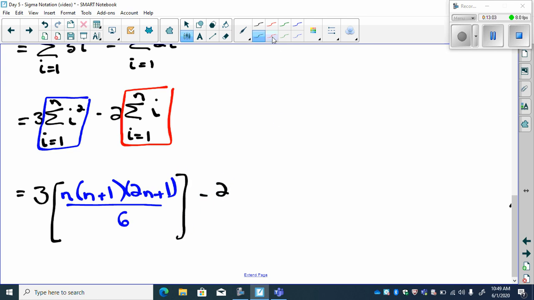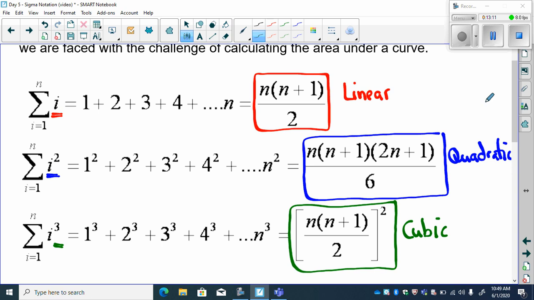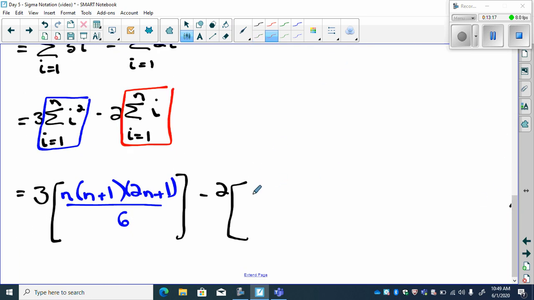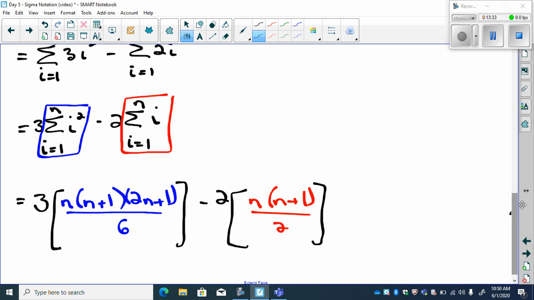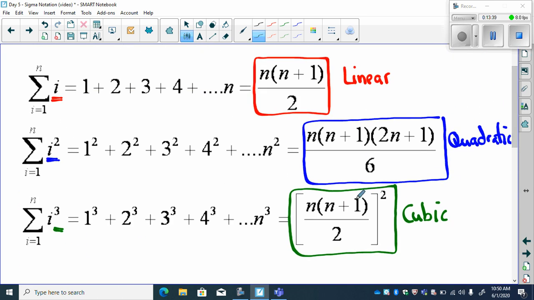minus 2 times, if it's linear, okay, to the first, and i to the first, that's why we say linear, it's just n times n plus 1 over 2. Remember, if it's a constant, there's no i here, you would just multiply by n, take the number after the sigma symbol and multiply it by n. And if it's an i cubed, it's basically the same as the linear, you just raise it to the power of 2.